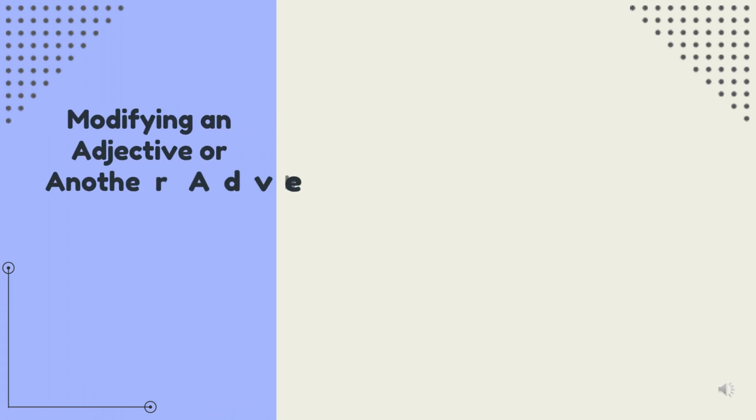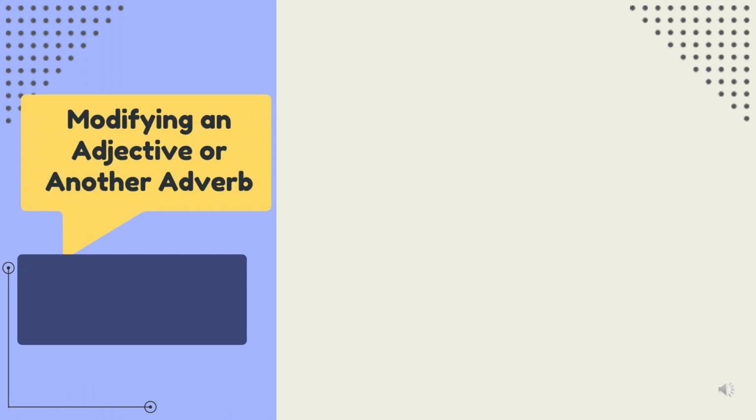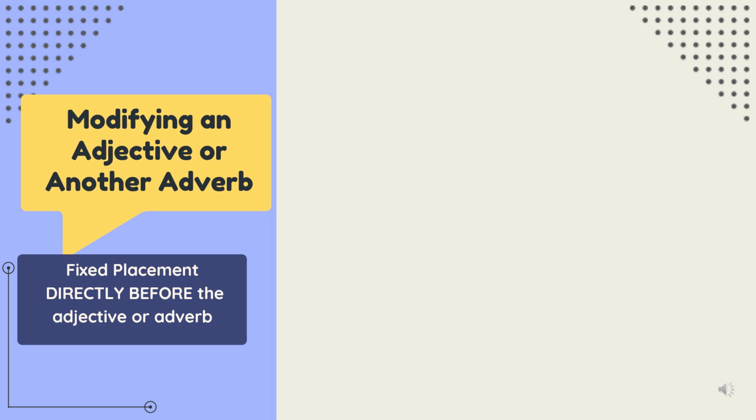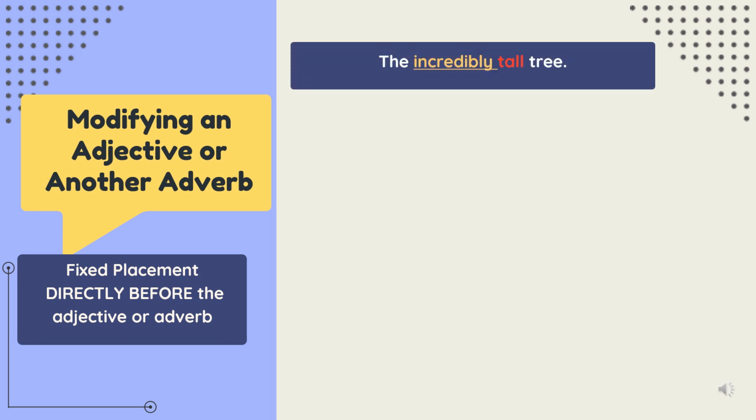Now, let's see how adverbs modify adjectives or other adverbs. The rule for this is very specific. The adverb is placed directly before the word it is modifying. For example, to modify the adjective tall, we place the adverb incredibly before it: the incredibly tall tree. We would not say, the tall incredibly tree.